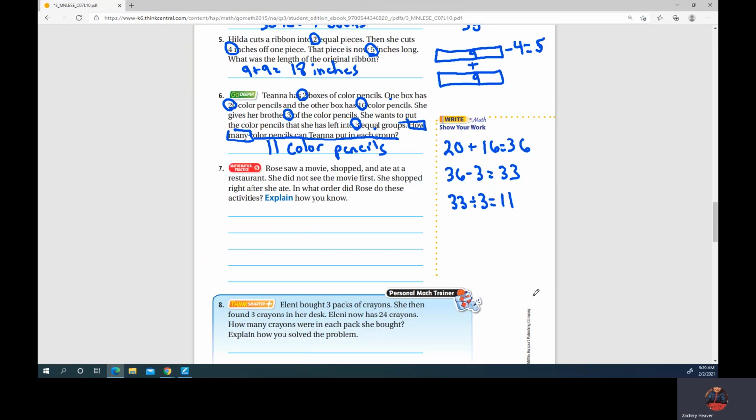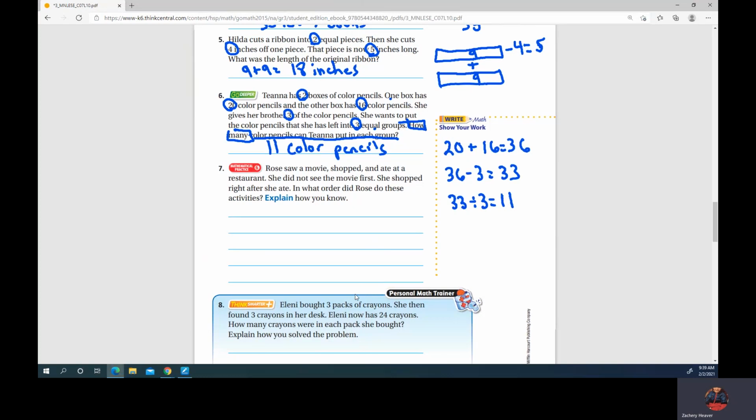All right. So, last one. Almost. Rose saw a movie, shopped, and ate at a restaurant. She did not see the movie first. She shopped right after she ate. In what order do you want Rose to do the activities? Explain how you know.